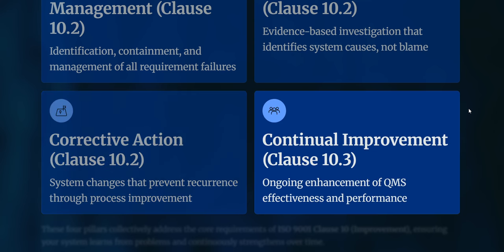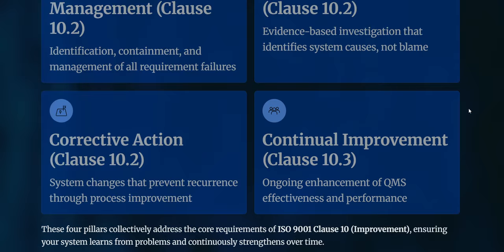And then the fourth pillar, we have continual improvement, which is Clause 10.3, which covers ongoing enhancement of quality management system effectiveness and performance. These four pillars collectively address the core requirement of ISO 9001 Clause 10 improvement by ensuring your system learns from problems and continuously strengthens over time.